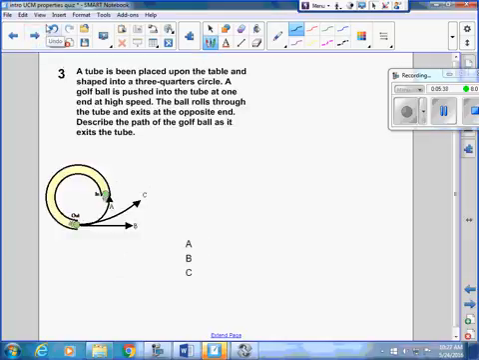A tube is placed upon the table and shaped into a three-quarter circle. A golf ball is pushed into the tube at one end at high speed. The ball rolls through the tube and exits to the opposite end. Describe the path of the golf ball as it exits the tube. Is it A, is it C, or is it B? It's B. It comes straight out. Straight out. Just like at the mini golf, right?